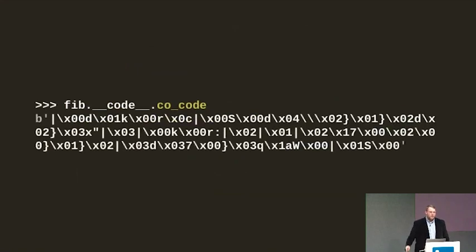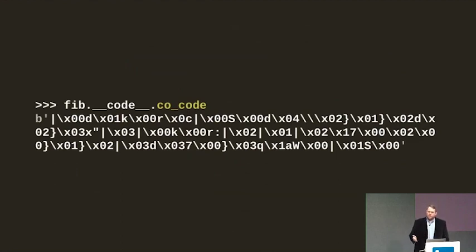And then finally, we get to the good stuff. co_code. This is Python bytecode. This is not a string. Some of the characters in it are ASCII printable, but this is a bytes object, and it is interpreted as bytes. This is the actual bytecode that Python's going to execute when it runs this function.